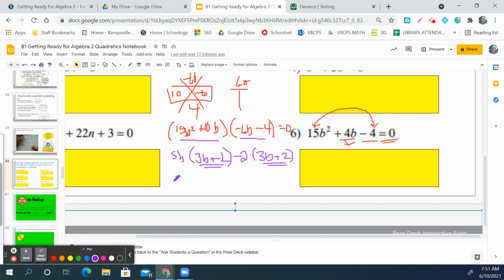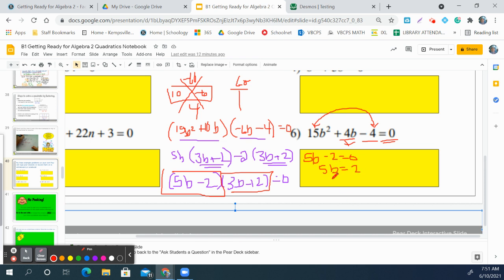So if we put all that back together, we get 5b minus 2 and 3b plus 2. And then what's the next step that we just learned today? We do equal it to 0. So I'm going to take each of these terms one at a time and equal them to 0. So 5b minus 2 equals 0. What do I have to do there? Add 2 to both sides. So I get 5b equals 2.